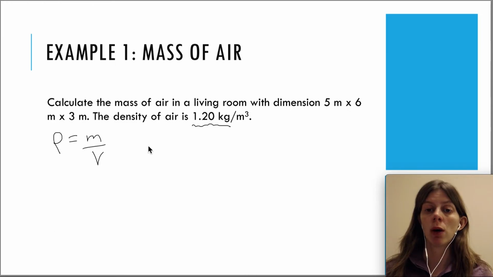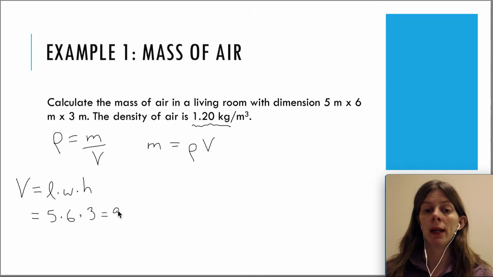We're looking for mass, so we multiply both sides by V, and we get mass equals density times volume. We need to find the volume. We're going to assume that it's a rectangular room with those dimensions. So the volume of a rectangle is length times width times height. So we're just going to multiply the 5 meters times the 6 meters times the 3 meters. We'll get 90, and there was a meter in every term here, so meters cubed. That's the correct unit for volume.